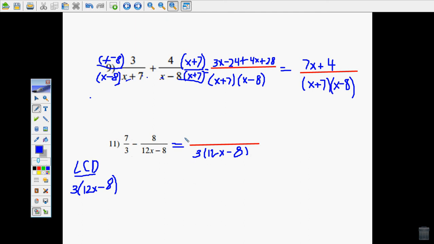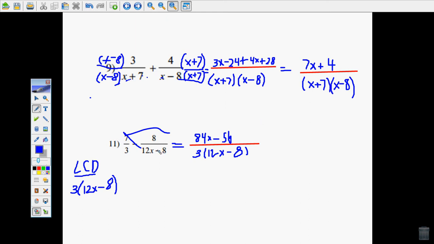Okay, and then we need to multiply the 7. If you don't mind, I'm just going to put it here. We need to multiply 7 by 12x minus 8. And so 7 times 12 is 84x minus 56. Okay, because what I did there was I multiplied numerator and denominator here by 12x minus 8. So 7 times 12 is 84, and 7 times 8 is minus 56.